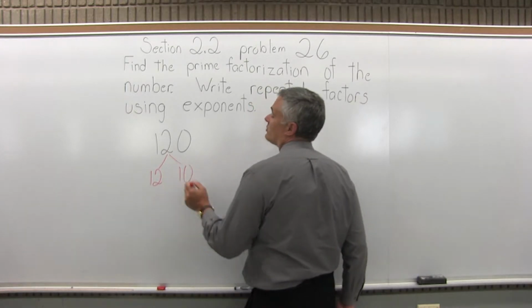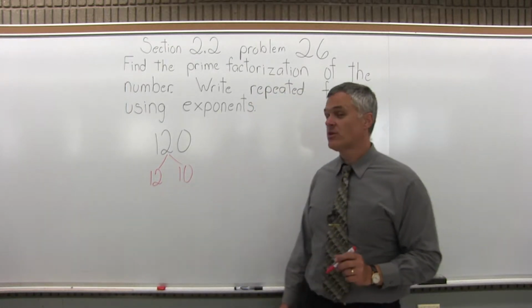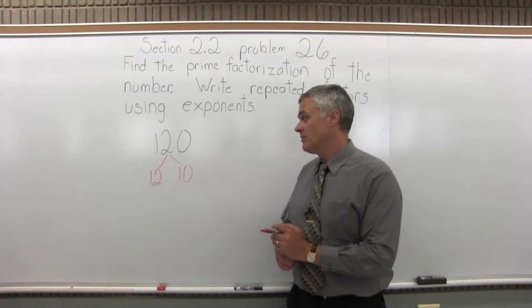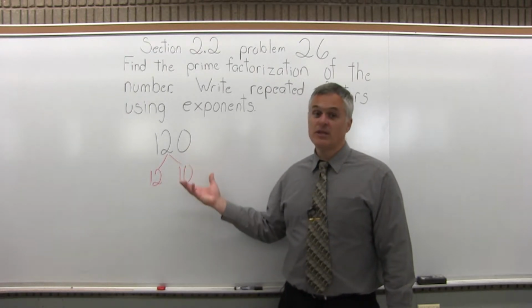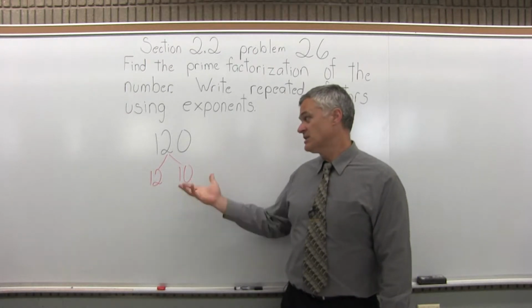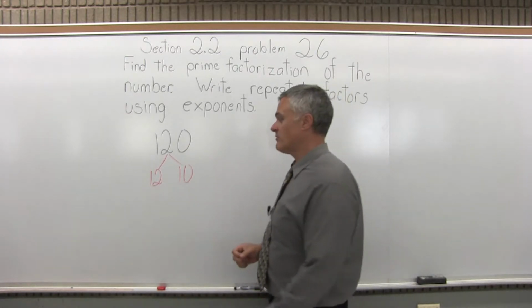So I'll start with 12 times 10. And again, that is not at all my only option. It will work, and if you start with other things like, say, 6 times 20, by the end you'll have the same prime factorization. I start with 12 times 10. That's what I saw first.